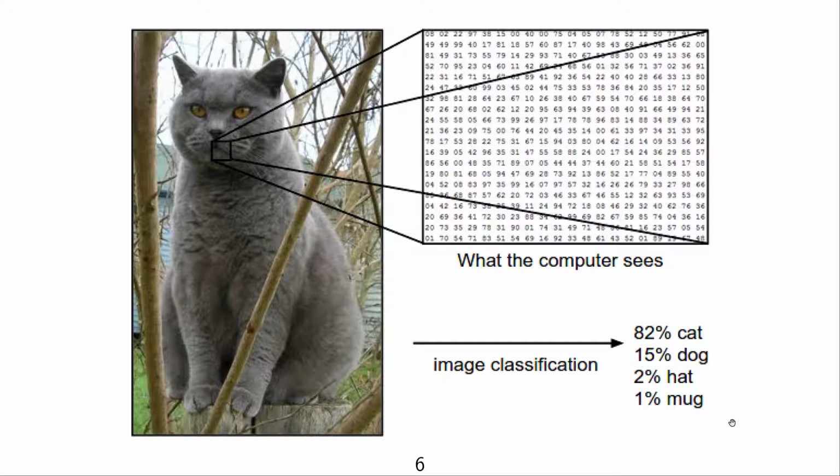Maybe let's look for some yellow circles. But then again, you find some yellow circles, but maybe a tennis ball is also a yellow circle. So it's very difficult for a human to give instructions on what exactly makes a cat.